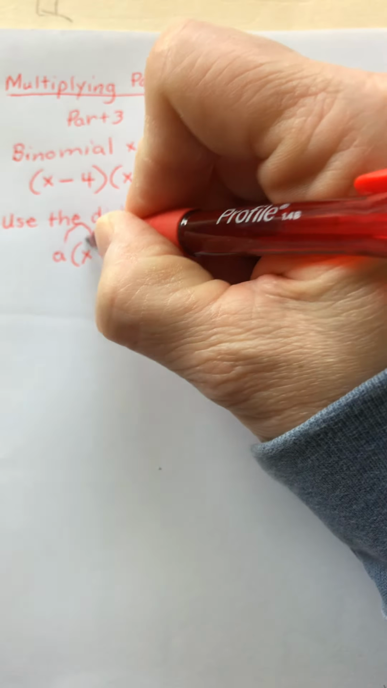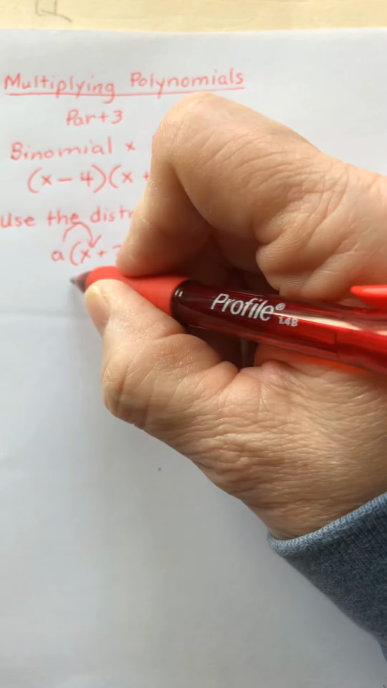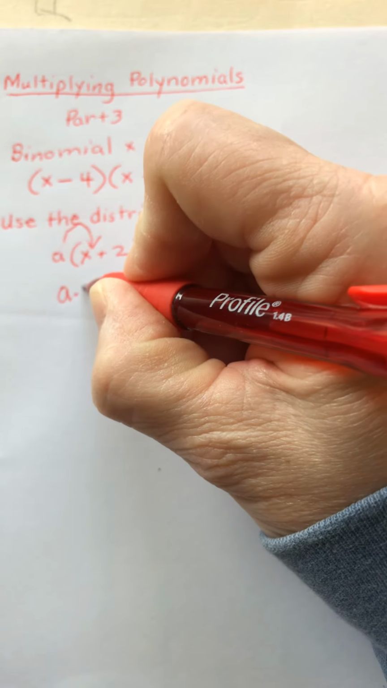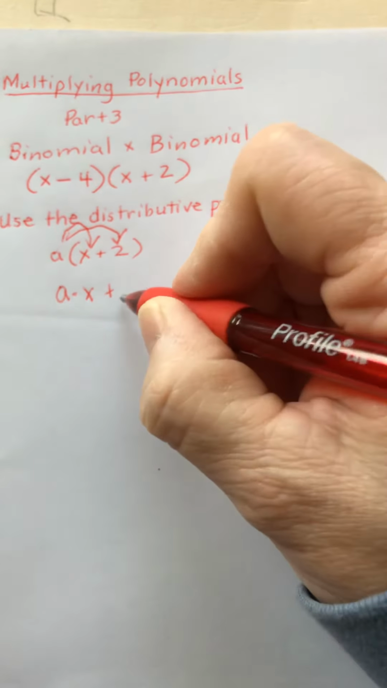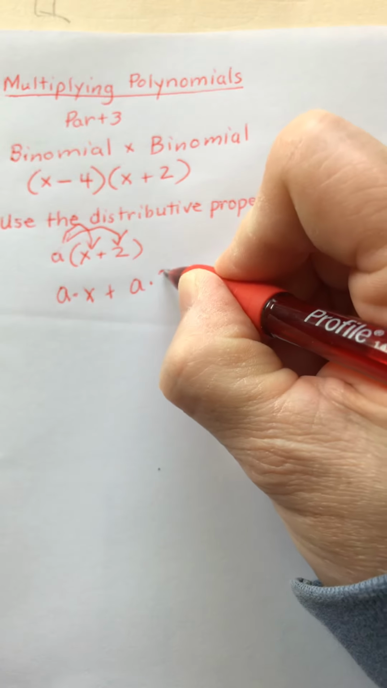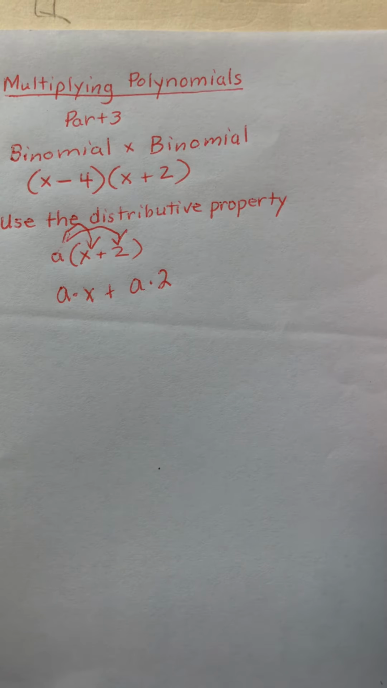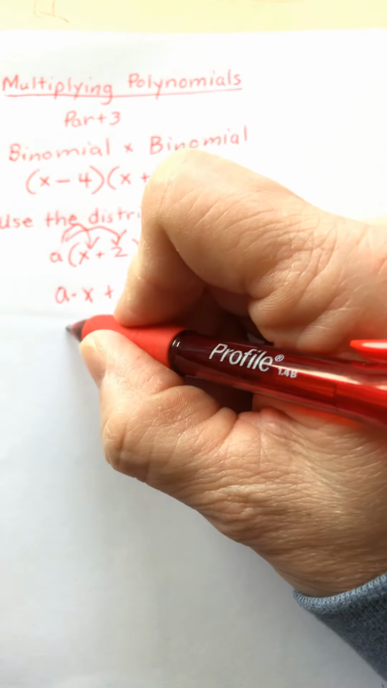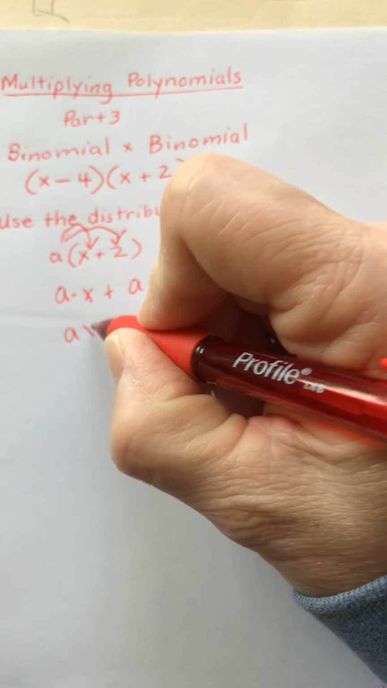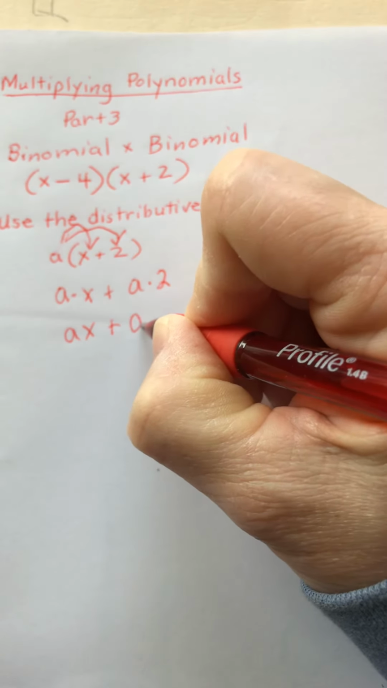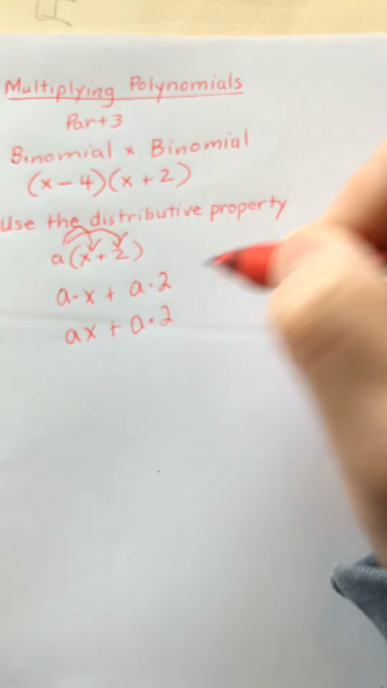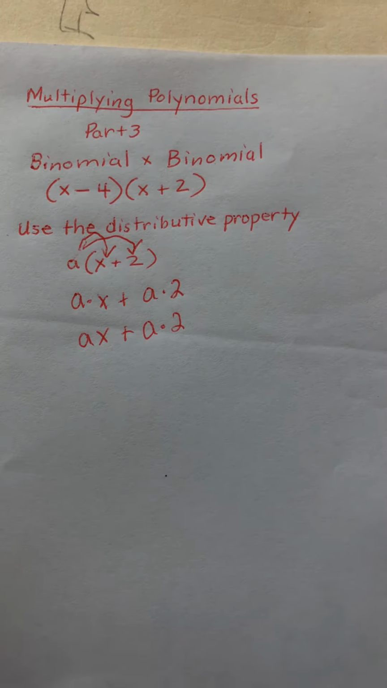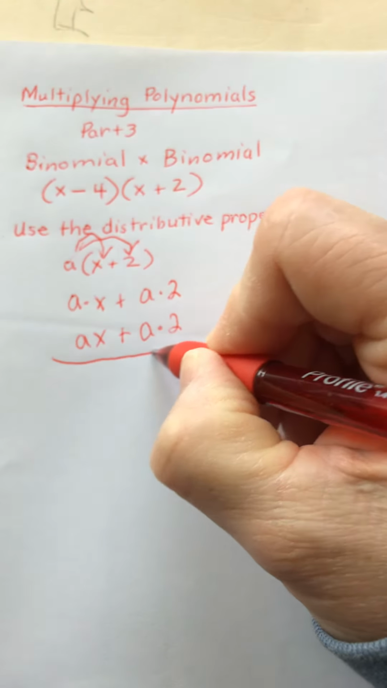A times x plus 2, you'll just distribute a over x plus 2. So a times x plus a times 2. You don't have to write the little arrows. I just do those to help you see what I'm multiplying. All right, then you get ax plus a times 2. Now, I could change it to 2a, but I'm going to leave it like this right now because I want to show you on the next problem how it's similar.